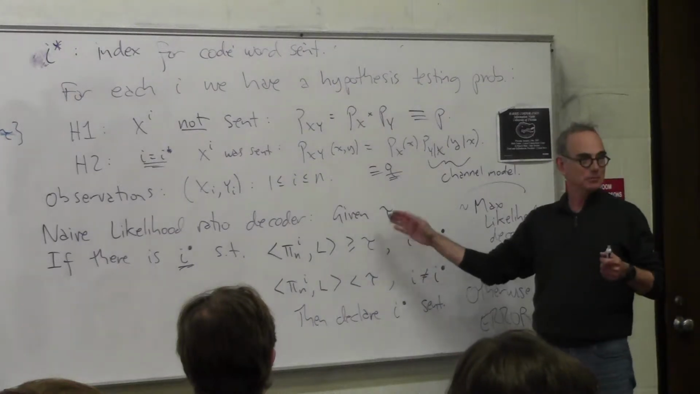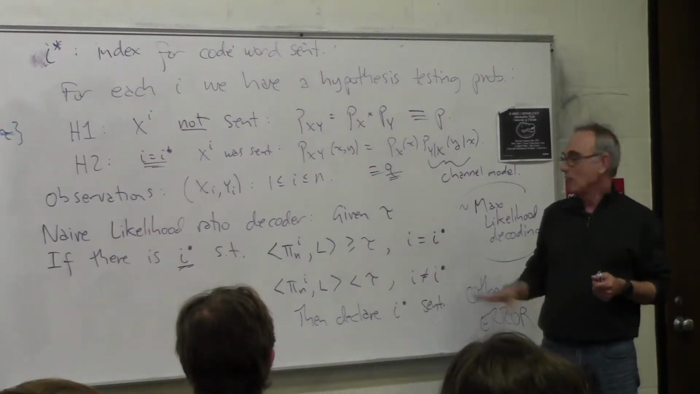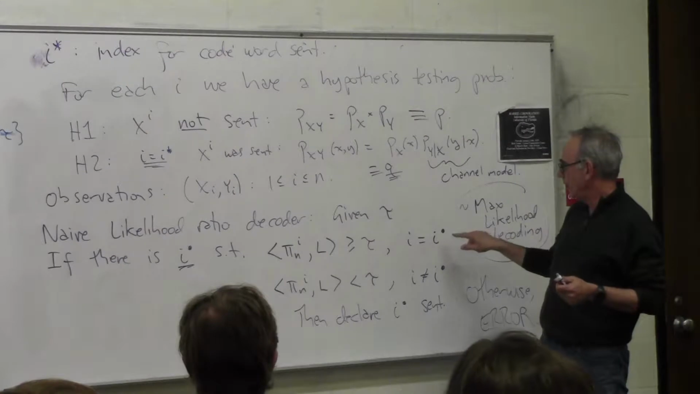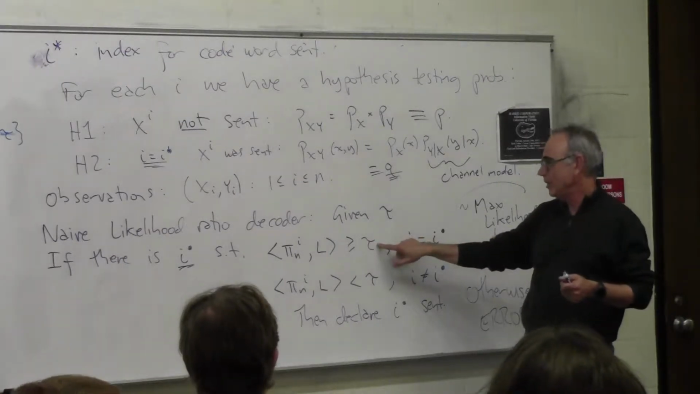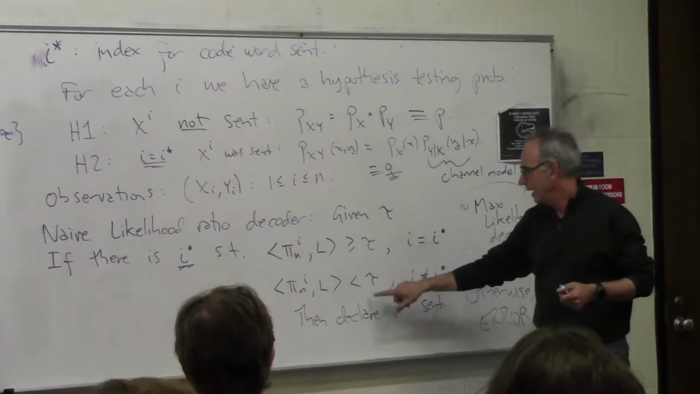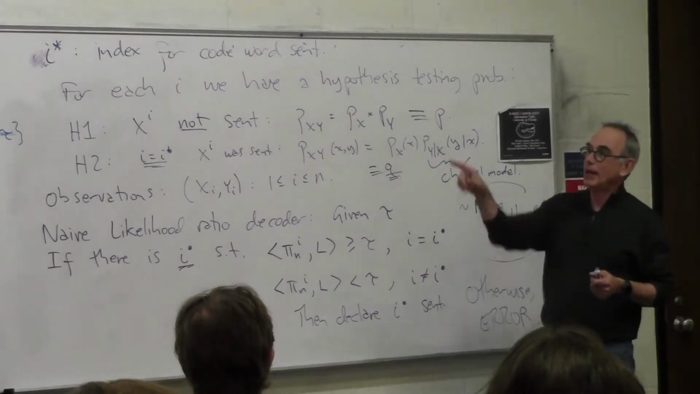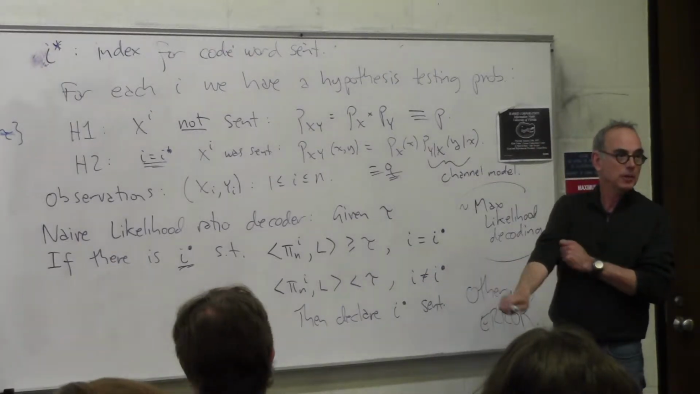A bunch of guys failed this test. My test is exactly: one I for which I'm greater or equal to tau, and less than tau for all the other guys. And I'm getting a bound on error here. Look at these union bounds.